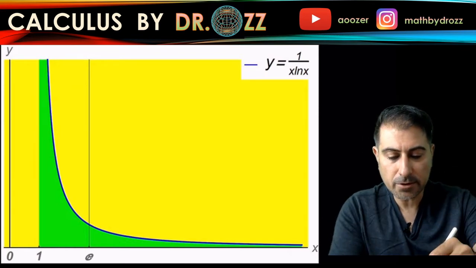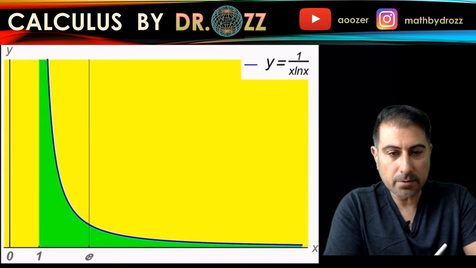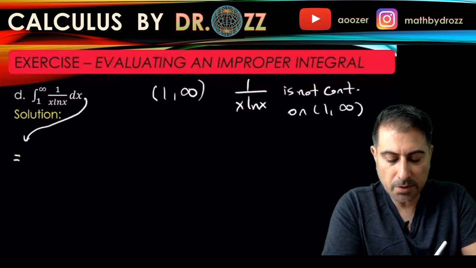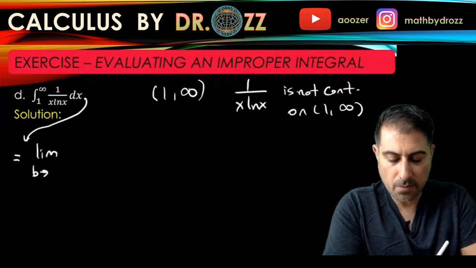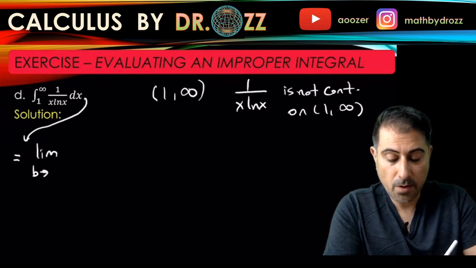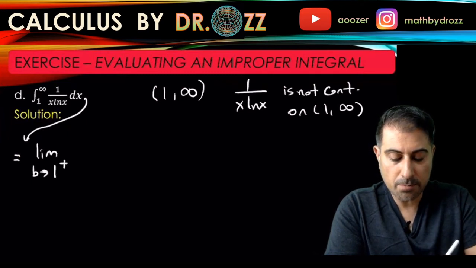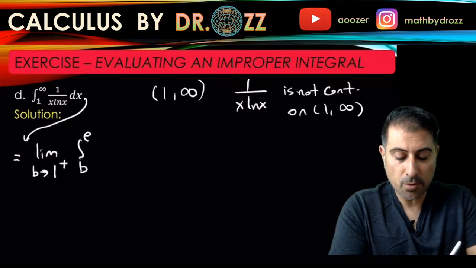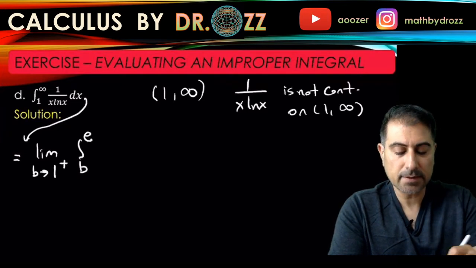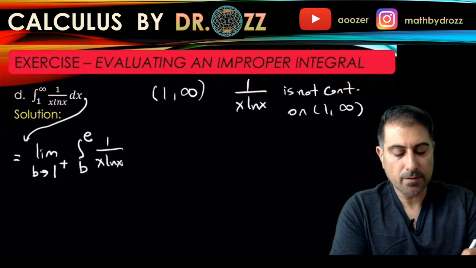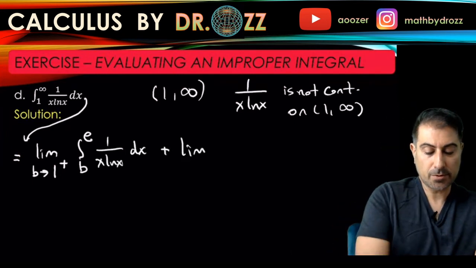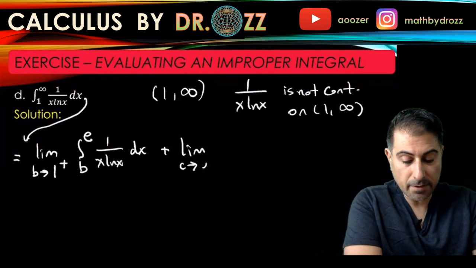Going back here, I'm going to rewrite this integral as the limit as b approaches 1 from the right of the integral from b to e of 1 over x ln x dx. And then I have the limit as c approaches infinity. That's good.